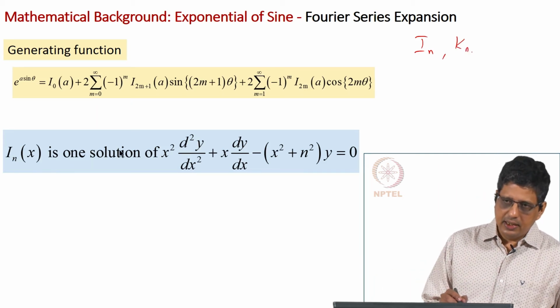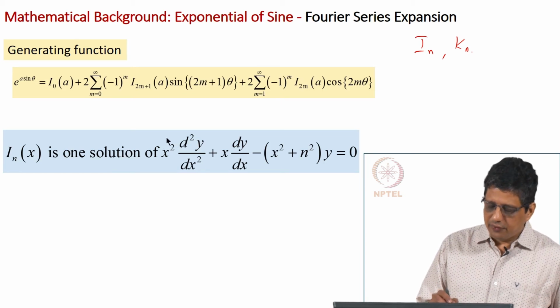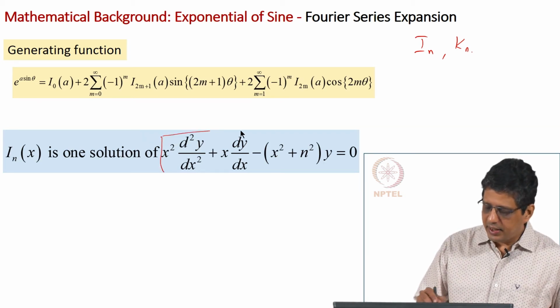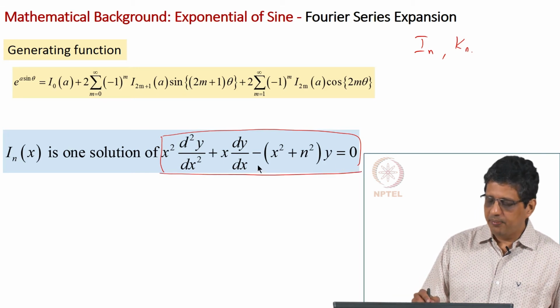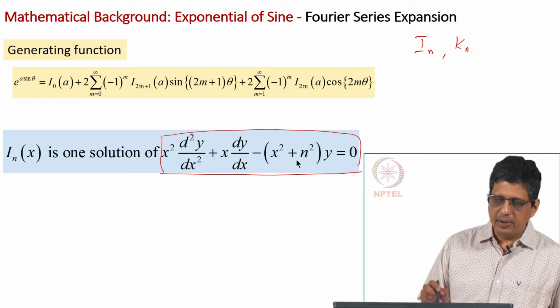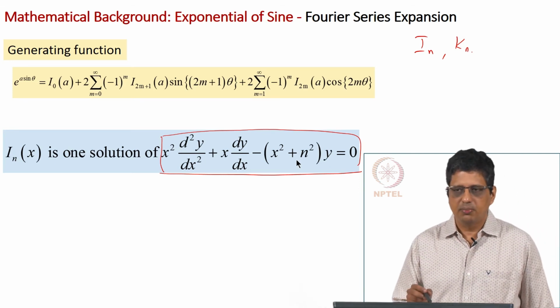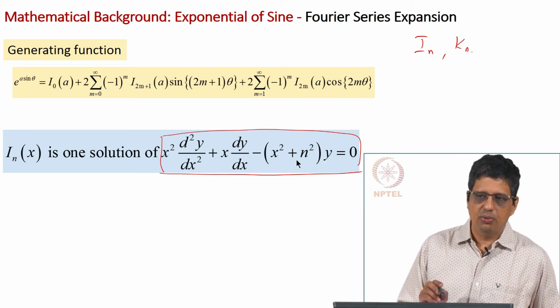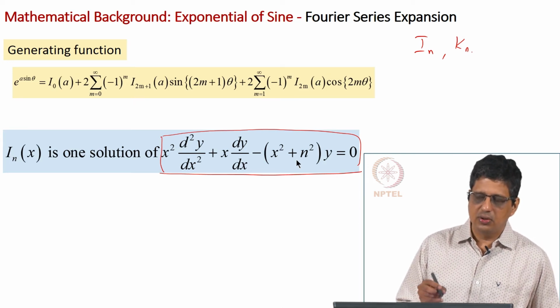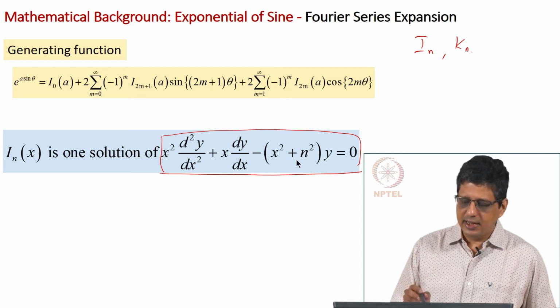In is basically the solution of this differential equation, x squared y double prime plus x y prime minus (x squared plus n squared) y. In this case I have taken n to be an integer. It is also possible to get a definition for non-integer values, but we are not going to worry about that, we are not going to use them. So, we are going to worry only about In where n is an integer.